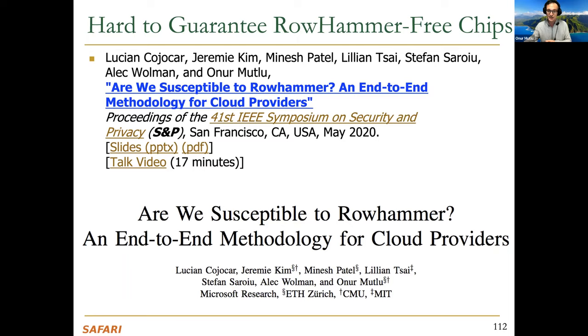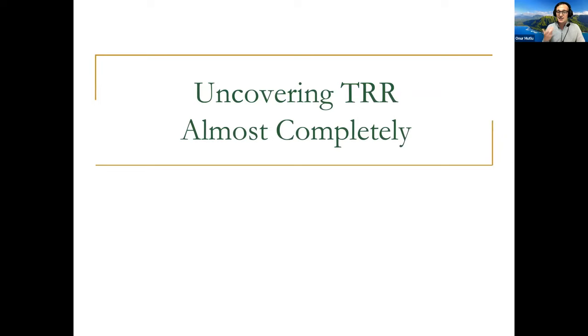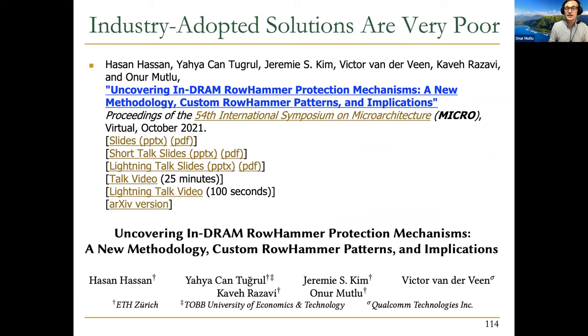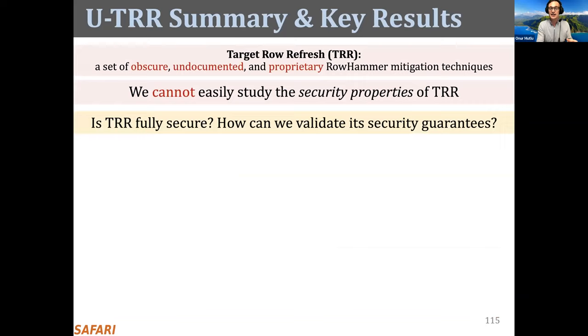So later, we basically wanted to take these works to the next level, meaning can we completely reverse engineer the solutions that are out in the field? And that's what this more recent work that we published at MICRO does. And here, we wanted to really go into the details of the chips. So clearly, target row refresh that's implemented by DRAM manufacturers is obscure, undocumented, proprietary, and we cannot easily study its security properties. And we wanted to have a methodology to study the security properties of things that are implemented in DRAM chips and to validate the security guarantees that are provided.